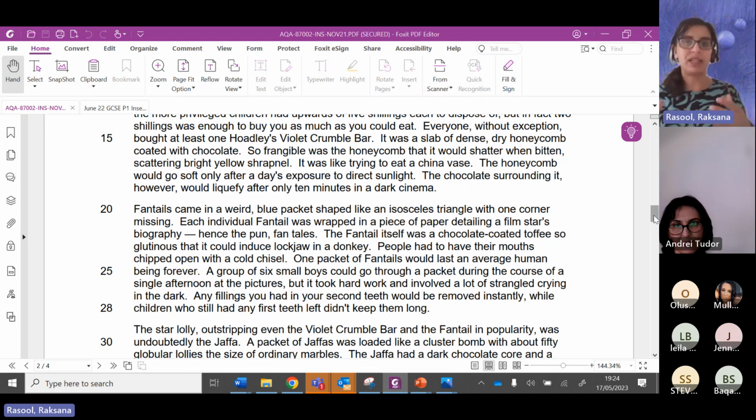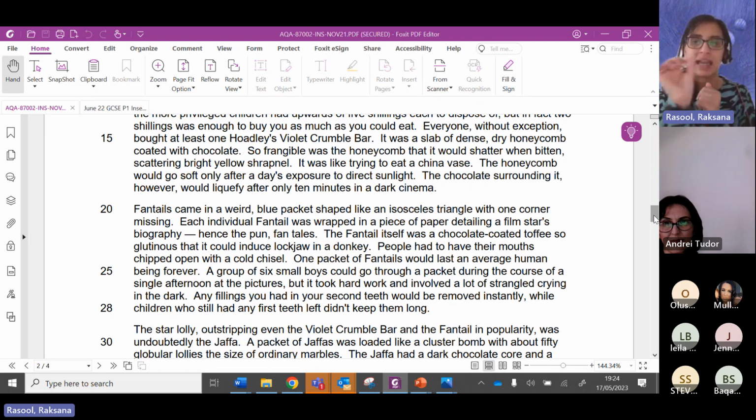So basically it was called a fantail because the paper it was wrapped in would give you a film star's information. So whoever was a film star in the 1940s, whoever was popular at that time, it'd give you a little bit of information about them. And that's where the name comes from, because they were fans of these famous people, and it told you a little tale about them. But it's a play on words because this is spelled T-A-I-L, like a horse's tail, and this is a tale as in a story.